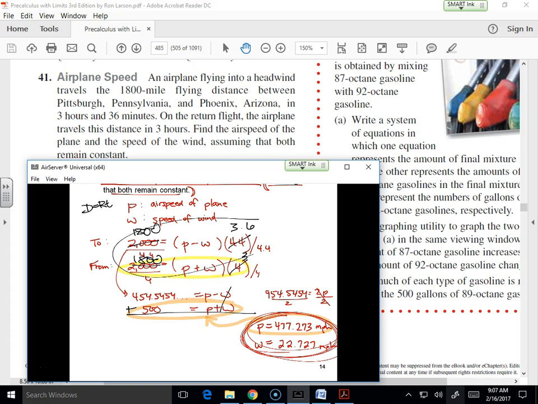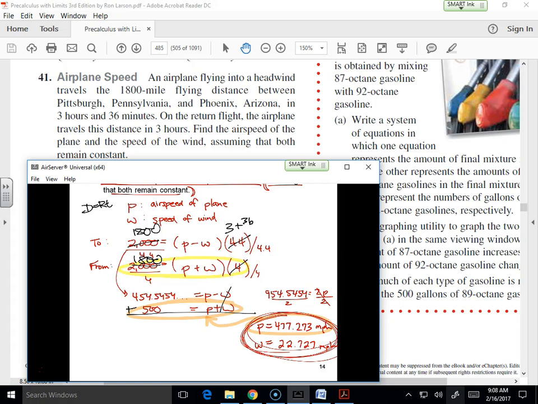And guess what we're going to do? Solve. So we set the system with 1,800 equals P minus W times 3.6, and 1,800 equals P plus W times 3. Solve it and see if that helps. That's how I would have done it.